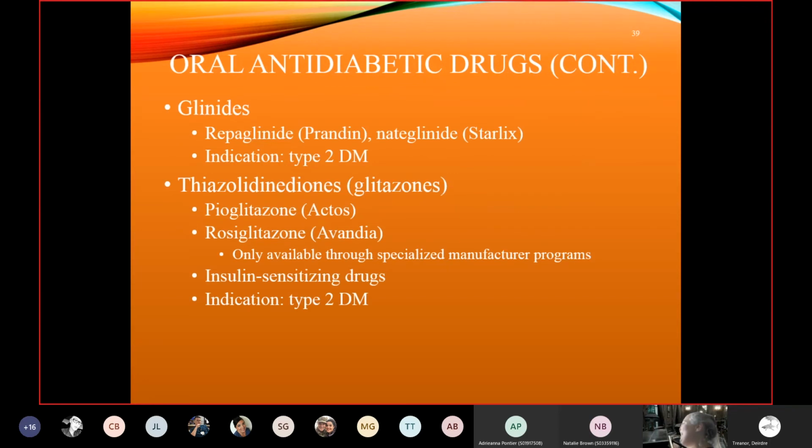Then we have the glinides and the thiazolidinediones. So we're talking like Prandin or Starlix, not commonly used. And then like the glitazones, like pioglitazone or rosiglitazone, so Actos or Avandia. Avandia is off the market. And these are insulin sensitizing drugs, and they're used in type 2.